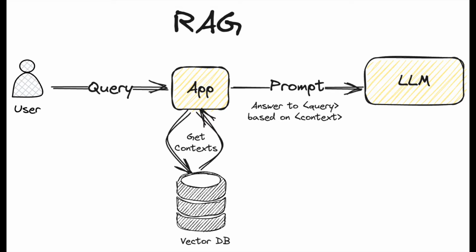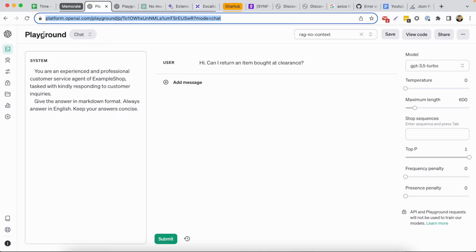So the key point of RAG is that when we are sending requests to a large language model, then besides the query itself, in our request we include some additional information based on which the model is asked to respond. For example, here in the OpenAI's playground, I have a system message which instructs the bot that you are an experienced and professional customer service agent of some shop, tasked with kindly responding to customer inquiries. Give the answer in Markdown format, always answer in English, keep your answers concise.